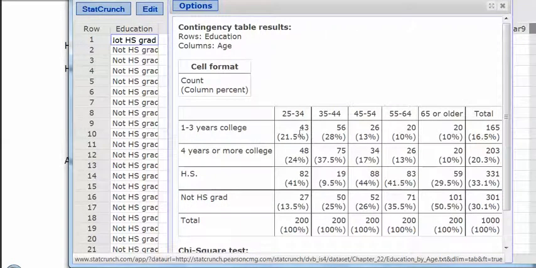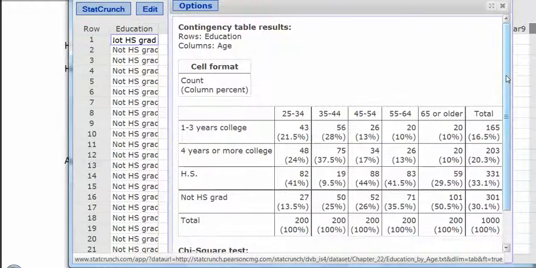Here we're looking at what percentage of people 25 to 34 have 1 to 3 years of college. If we look across here, it looks like as people are getting older, this level of education percentage-wise seems to be dropping. Non-high school graduate is the one that's going up. The younger people have a lower percentage of people without a high school diploma, and the older people have a higher percentage.